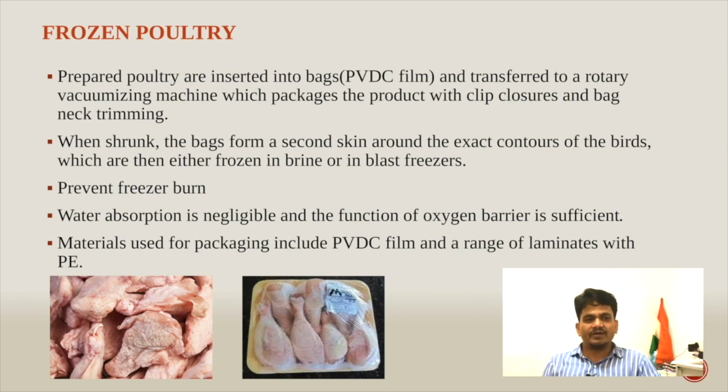This prevents freezer burn, water absorption is negligible, and the oxygen barrier function is sufficient. The material used for packaging includes PVDC film and a range of laminates with PE. So with PVDC film through the vacuumizing machine, we have seen the merits and demerits, how it acts, and what kind of changes can be reduced thereafter.